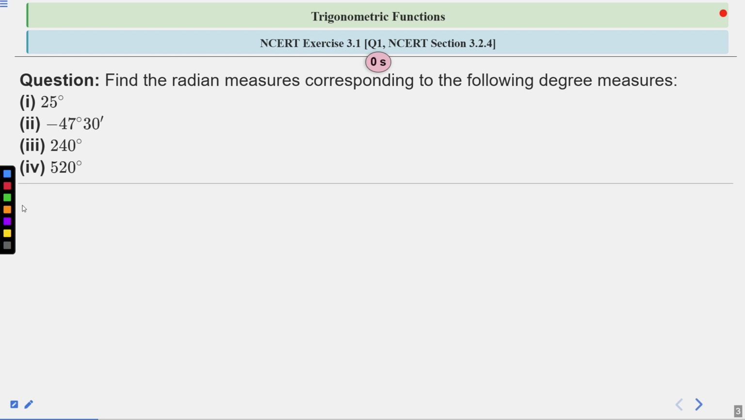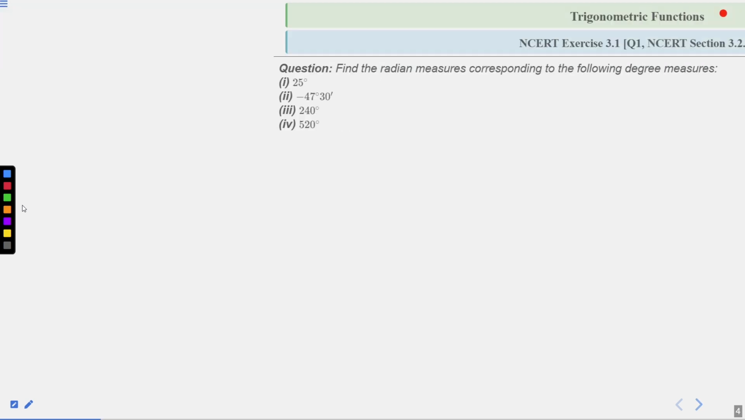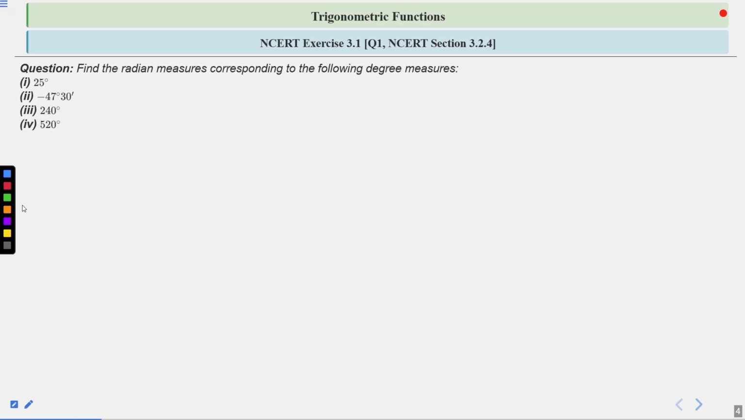Okay, so now let's move to the solution part. The question is: find the radian measures corresponding to the following degree measures, which are 25 degree, minus 47 degree 30 minute, 240 degree, and 520 degree. So the answers are: for part 1, it is 5 pi by 36; for part 2, it is minus 19 pi by 72; for part 3, it is 4 pi by 3; and for part 4, it is 26 pi by 9. Let us see the solution.